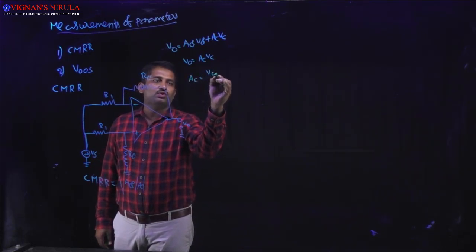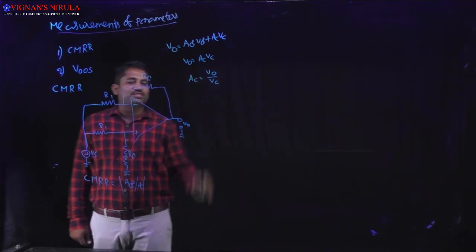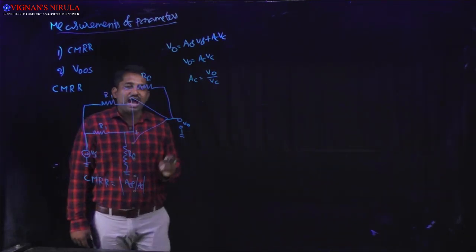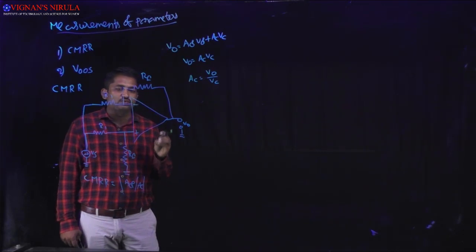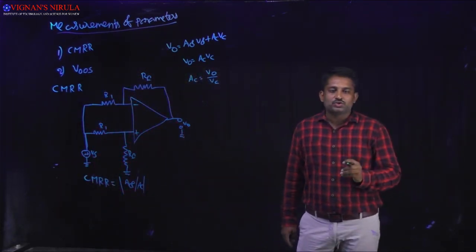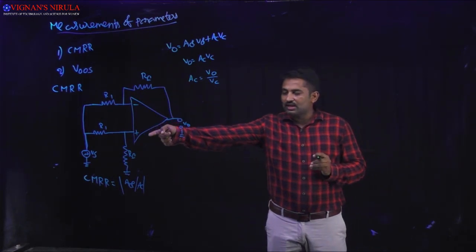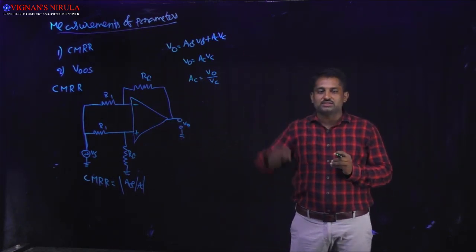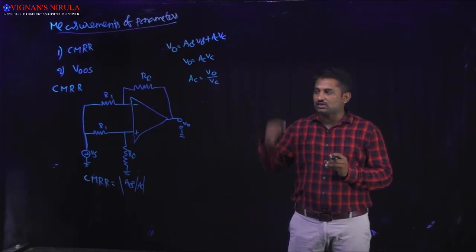AC is equal to V0 divided by VC. What is VC? VC is nothing but the average of the two input signals applied at the two input terminals of an op-amp. So here what is the common signal? Vs. Both the input terminals have the Vs voltage applied.